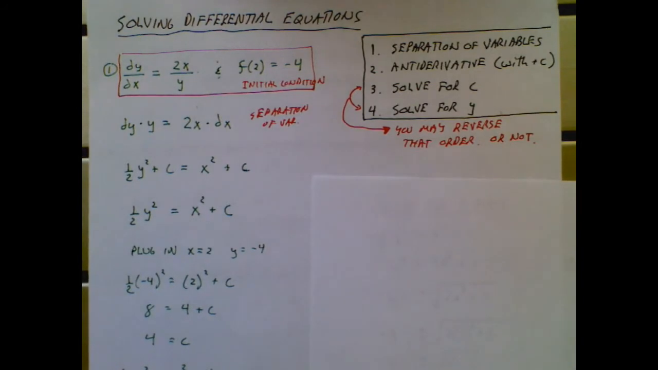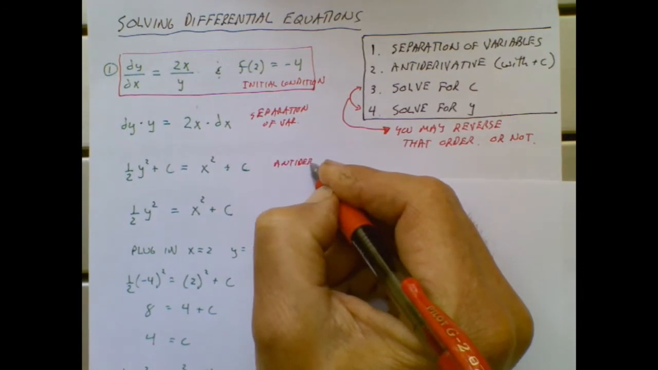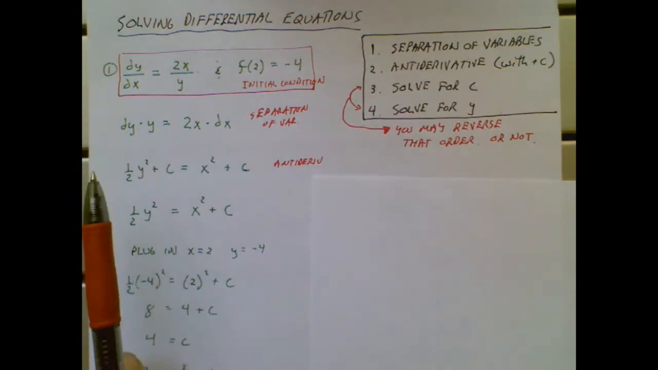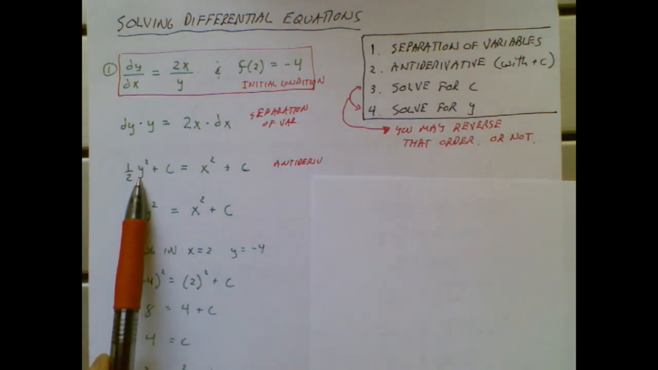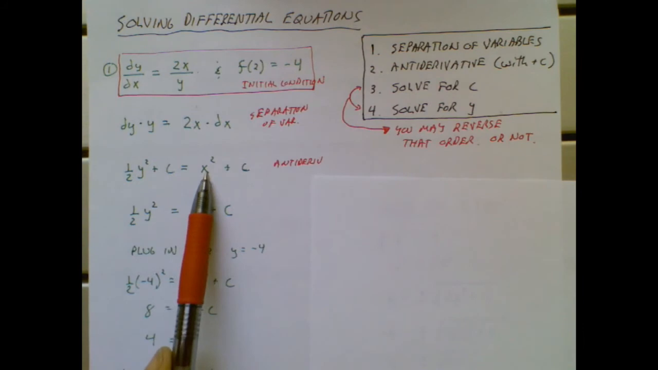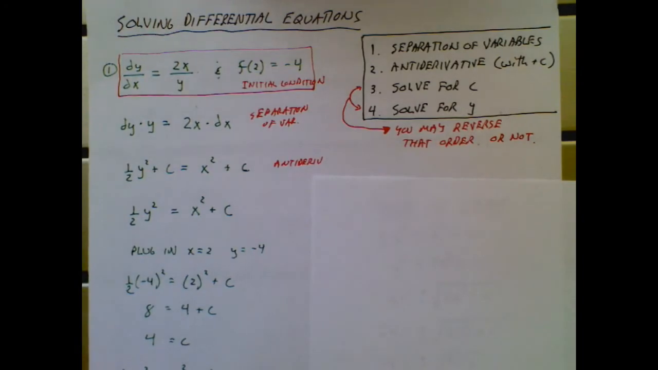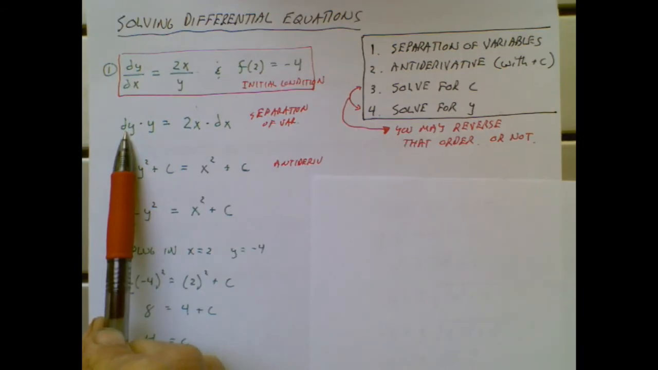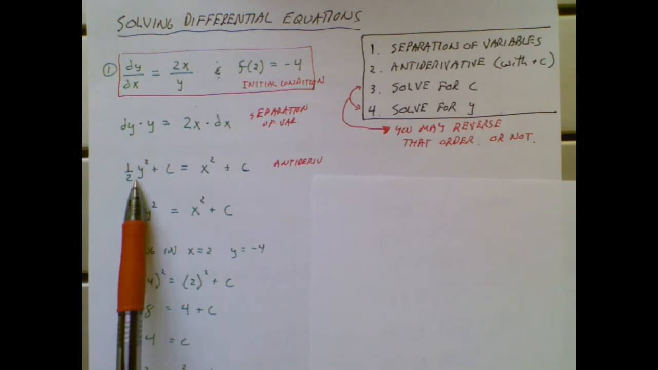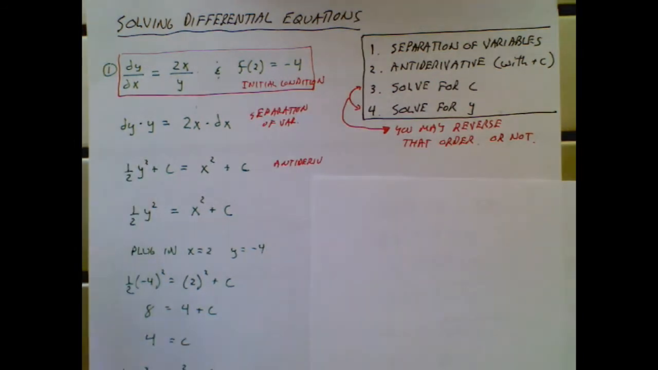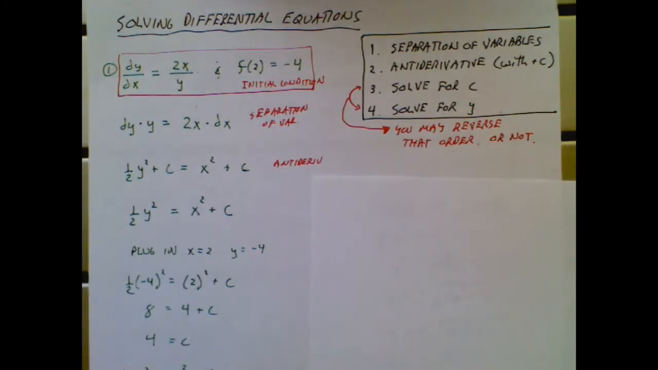Once you do separation of variables, you need an antiderivative. And the antiderivative of a y is a 1/2 y squared. The antiderivative of a 2x is an x squared. And you might say, well, what happened to my dy and dx? Well, those are derivative symbols. So when we do an antiderivative, you can kind of justify it by an antiderivative would get rid of a derivative symbol.